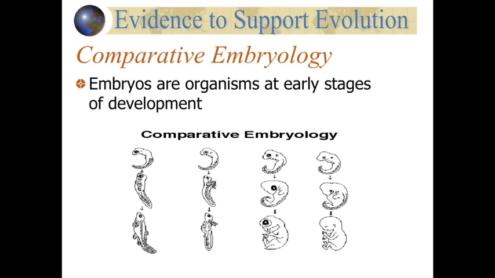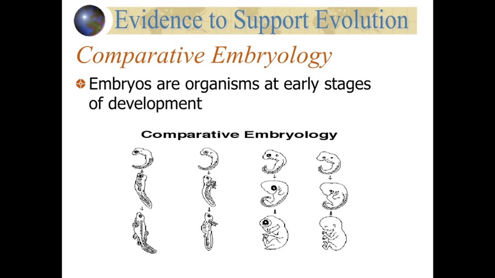What we're going to primarily touch on are comparative embryology, comparative biochemistry, and comparative anatomy, which are what we consider evidences for evolution from living things we can actually take a look at and see. So the first type of evidence comes to us from comparative embryology.